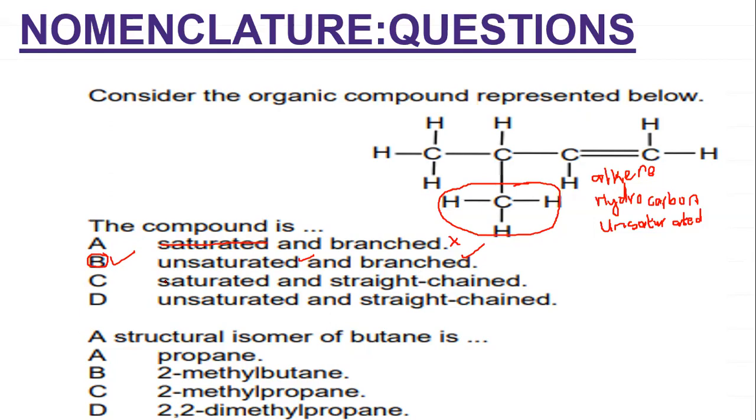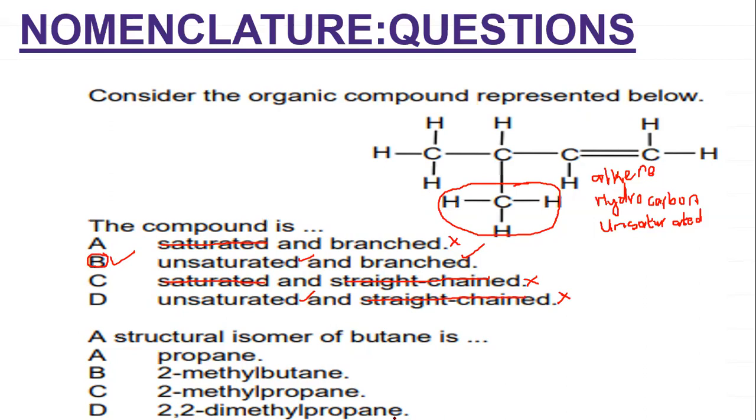Saturated, we said no, it is not saturated. Straight chained, no, it is not straight chained. There is a branch. So you see, these questions are also a learning curve. Is it unsaturated? We say yes, it is unsaturated. Is it straight chained? We say no, it is not straight chained. So this is incorrect. This is incorrect. So the only option that is correct is then option B.